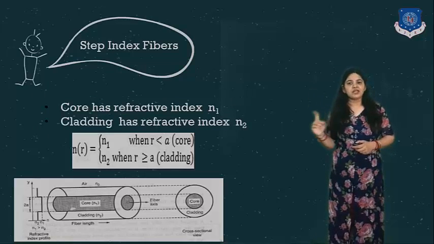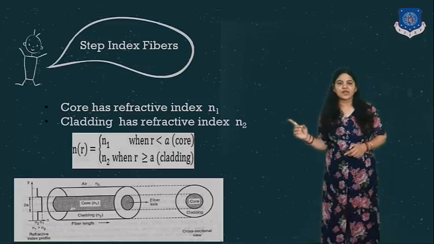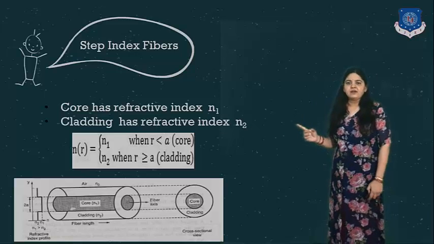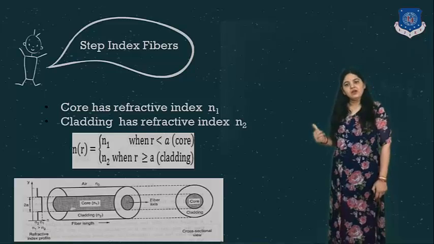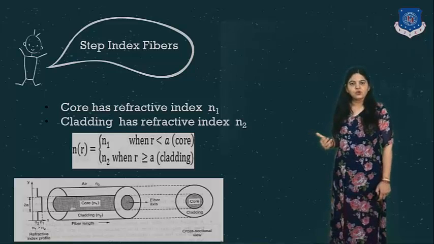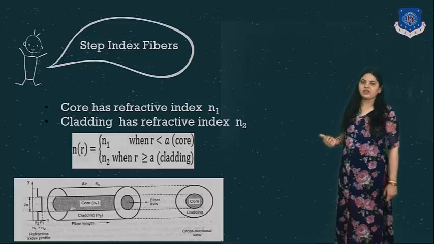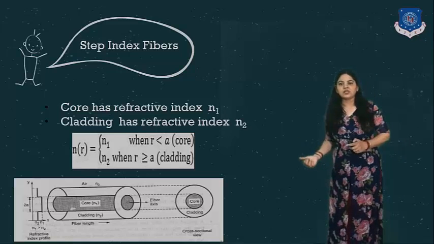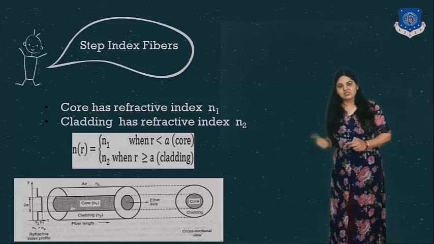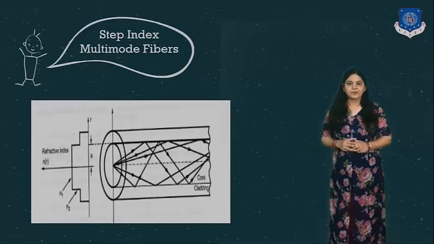Step index fiber, in that suppose the core has the refractive index N1 and the cladding has the refractive index N2, then N of R is equal to N1 when R is less than or equal to A, and N2 when R is greater than or equal to A. So here you can see in the diagram how the step index can be found.